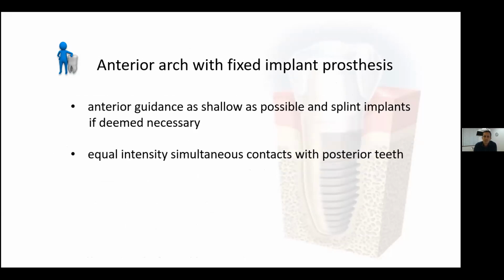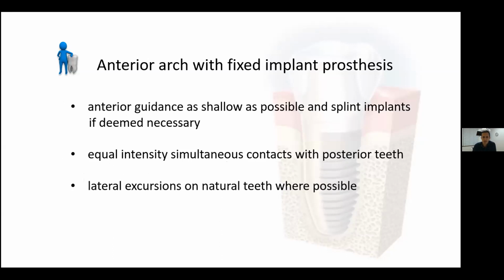We want equal intensity contact, simultaneous contact on the implants in the front as well as the natural teeth at the back. This is very important for a mutually protected occlusion, so that the load during centric relation can be shared between the teeth and the implants. We want, in lateral excursions, we would love them to be on natural teeth. So if we've got a healthy natural canine, and it's possible, we should look to have the lateral excursions on those teeth where possible.